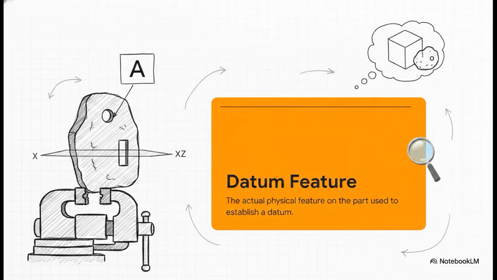Now, what you're actually holding in your hand, or what the machinist has clamped in the vise, is the datum feature. The datum feature is the actual physical feature on the part itself, like a face, a hole, or a slot, that's identified by that little datum symbol on the drawing. And unlike our perfect theoretical ghost datum, the datum feature is highly imperfect. It's bumpy, it might be slightly warped, maybe a bit tapered, but it's the real-world surface that we have to use to try and establish our perfect datum.